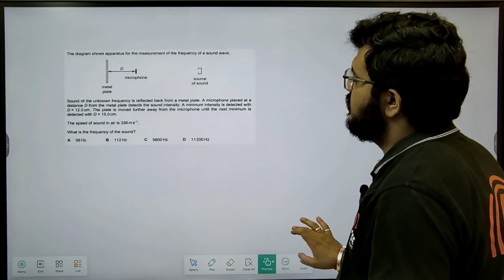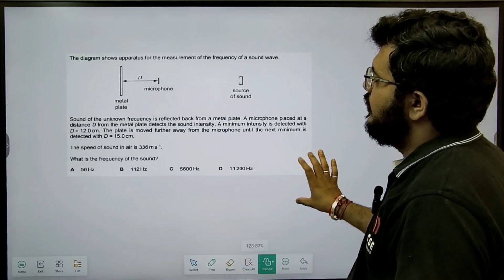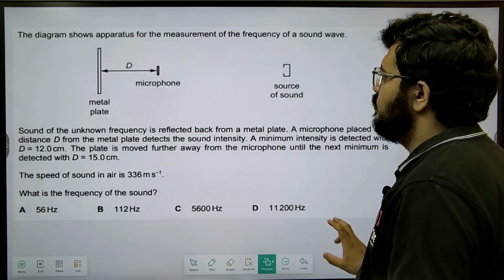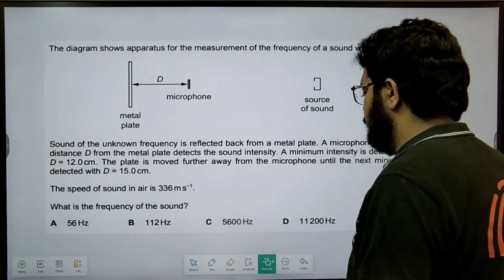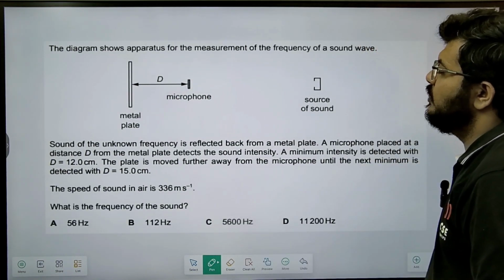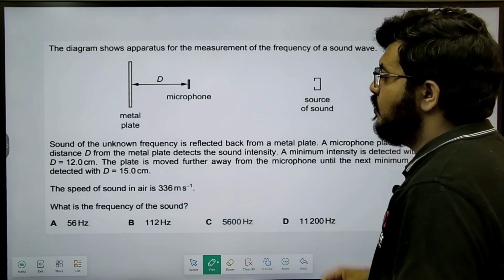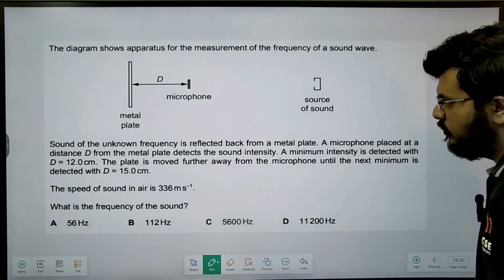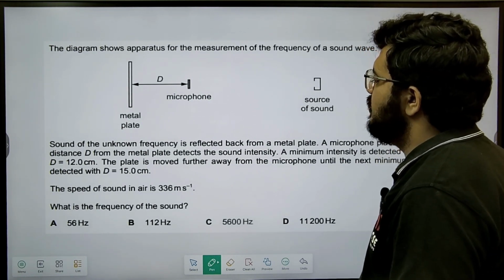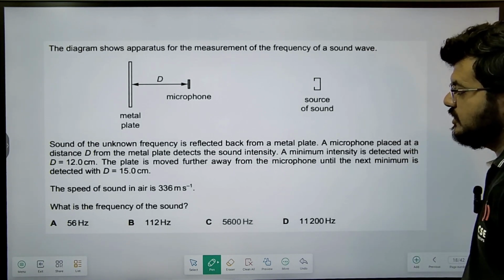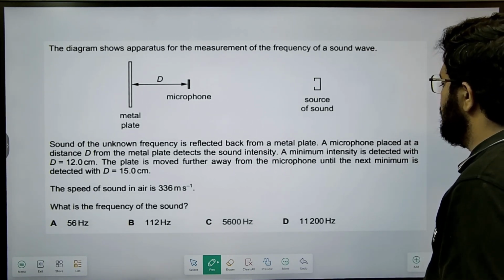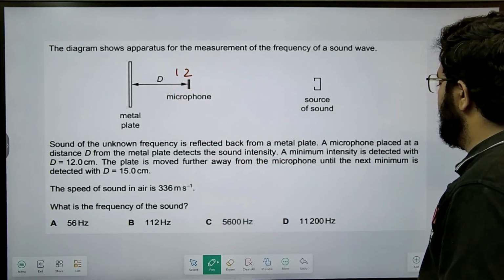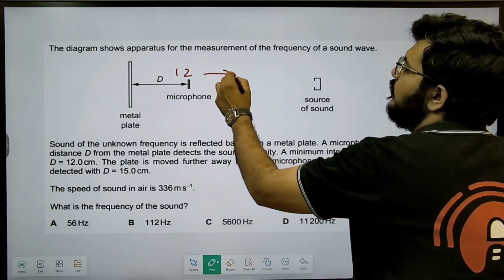Then we have this next question. The diagram shows apparatus for the measurement of frequency of a sound wave. Sound of unknown frequency is reflected back from a metal plate. A microphone placed at a distance d from the metal plate detects the sound intensity. The minimum intensity is detected with d equal to 12 centimeters, and the plate is moved further away from the microphone. Again a minimum is detected at 15.